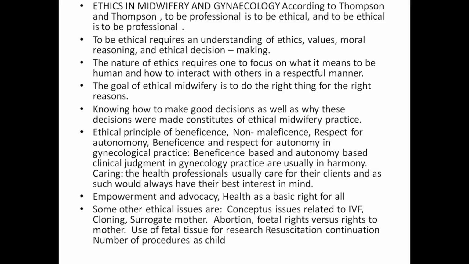Some other ethical issues include conceptus issues related to IVF, cloning, surrogate mother, abortion, fetal rights versus rights of the mother, use of fetal tissue for research, resuscitation, and continuation of procedures on a child. All this comes under the ethical aspects in midwifery practice.